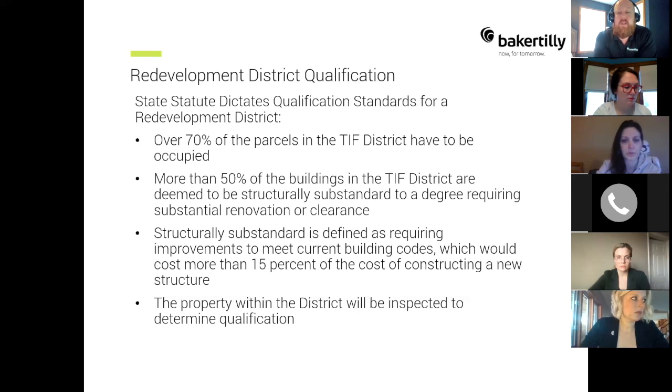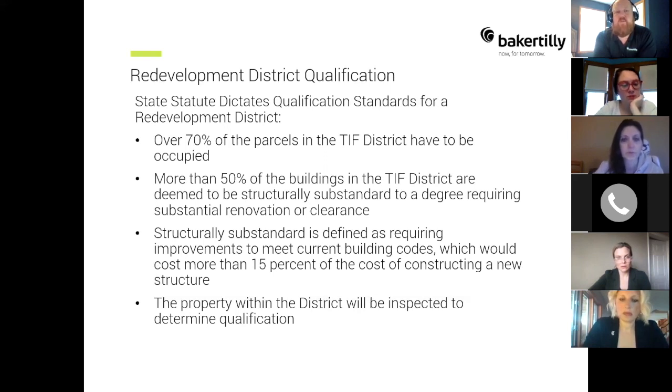So we want to make sure that the cost of improving that building to meet the current building code is greater than 15% of the cost of constructing that building new. That's the threshold for defining what's known as a structurally substandard building. And more than 50% of the buildings within the redevelopment district area have to meet that criteria.